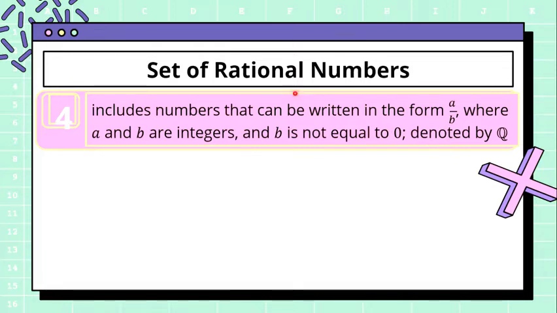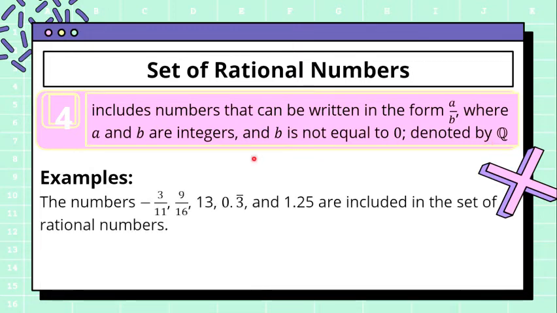The set of rational numbers is denoted by Q, the capital letter Q. That's the symbol for that. We have the following examples. We have the numbers -3/11, 9/16, 13, 0.3, and 1.25. These are rational numbers. So basically, class, rational numbers are just fractions.